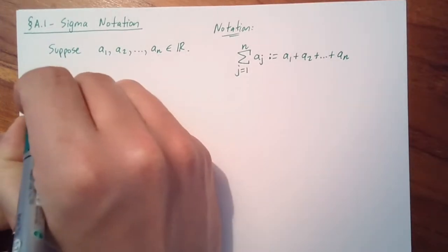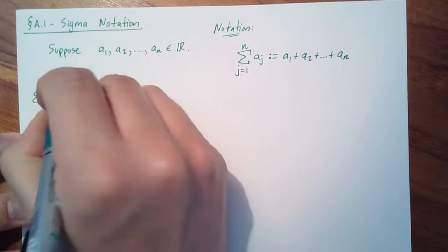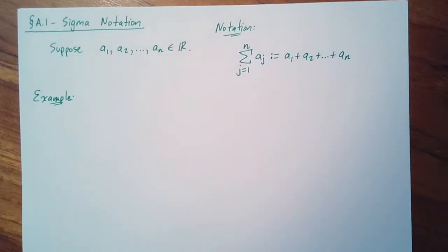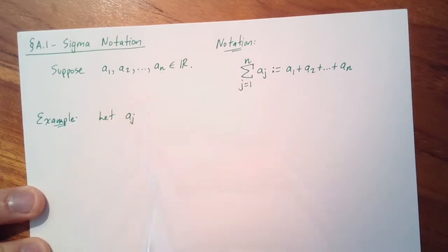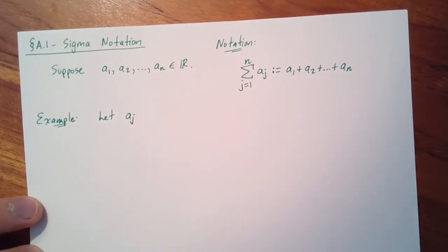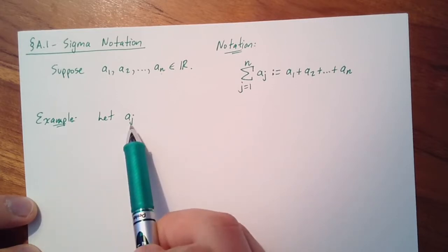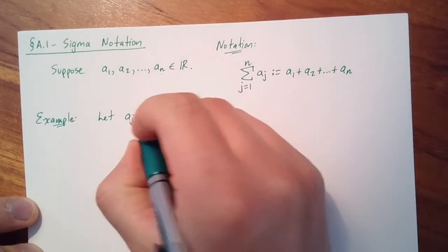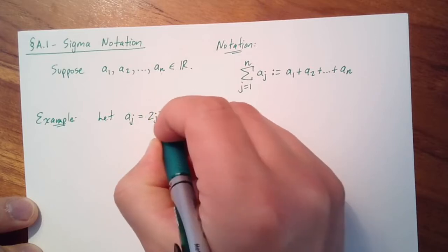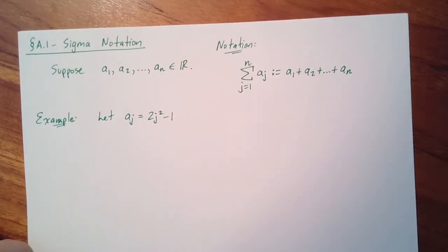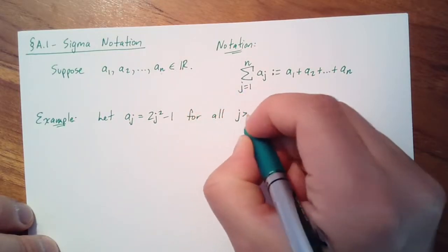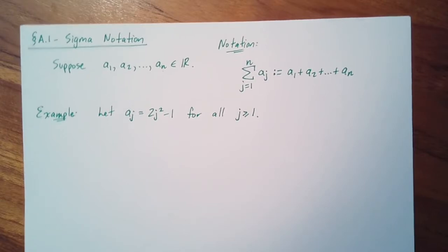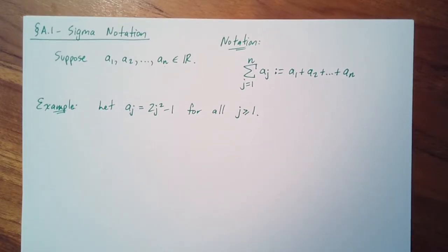Let's look at an example where we actually compute one of these sums. So let's say I define a sequence AJ in terms of the following formula. The term in the sequence that has an index of j is going to be given by the formula 2j squared minus 1. And that's going to be true for every value of j which is greater than or equal to 1. So this is an example of a sequence of values defined by a formula in terms of the index.